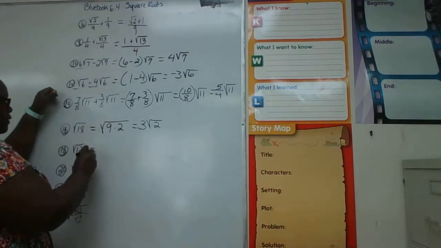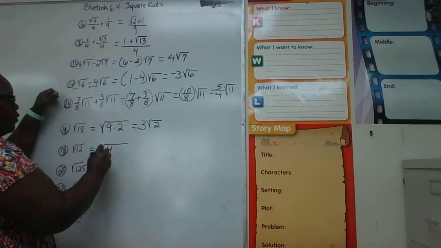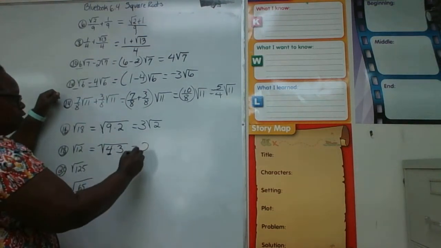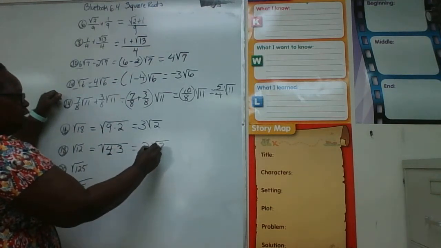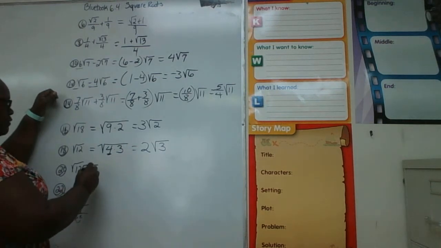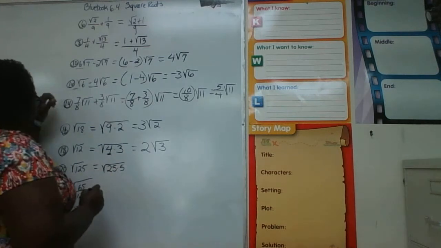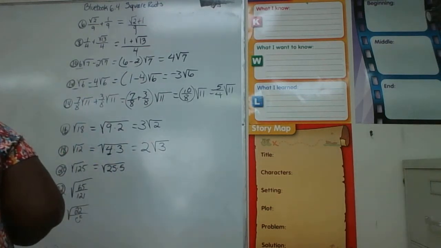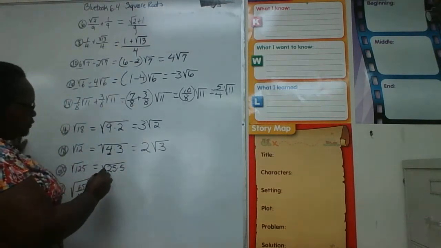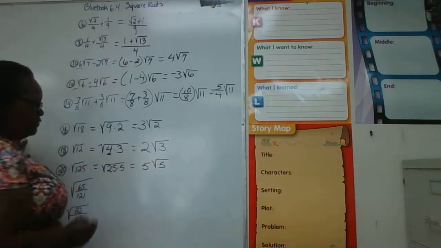Let's move on to 12. What 2 numbers? One with the perfect square would be 4 times 3, and so therefore we can take the square root of 4, which would be 2, and we'll be left with 3 remaining under the radical. Here with 125, we have 25 times 5. And so therefore what will happen is we would take the perfect square of 25, which would give us 5, and we are left with the square root of 5.